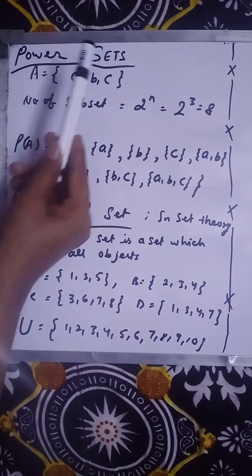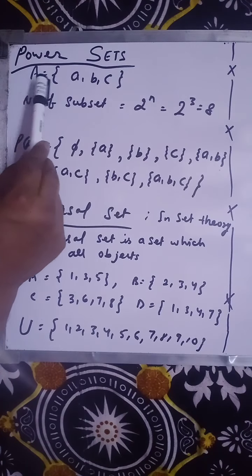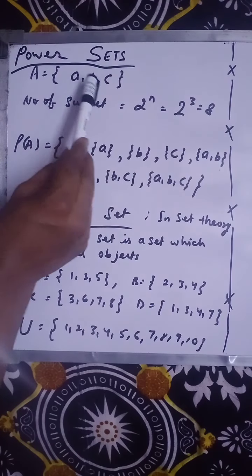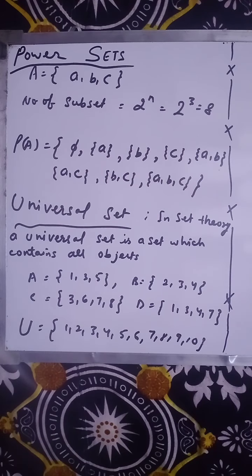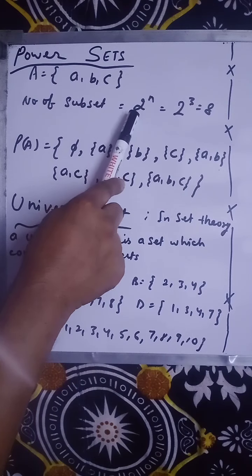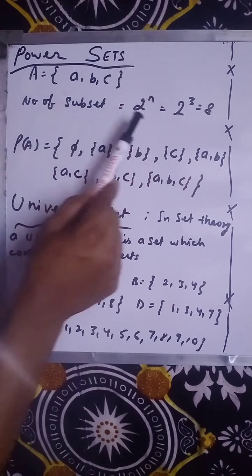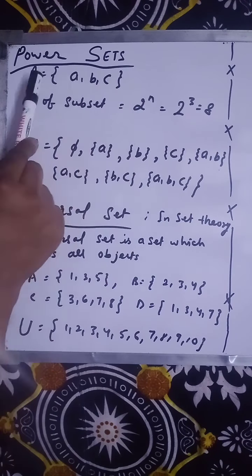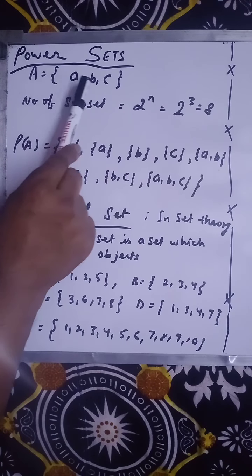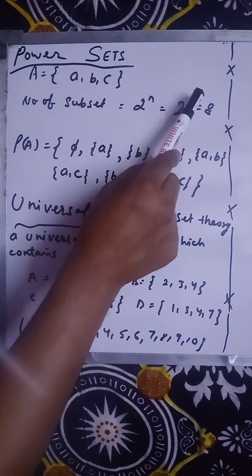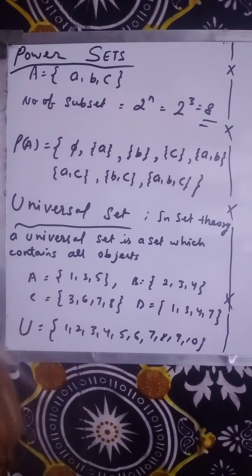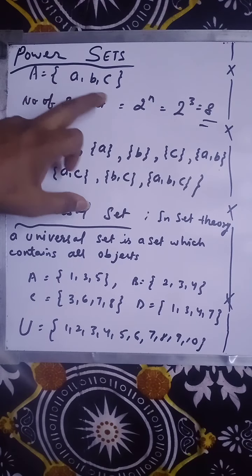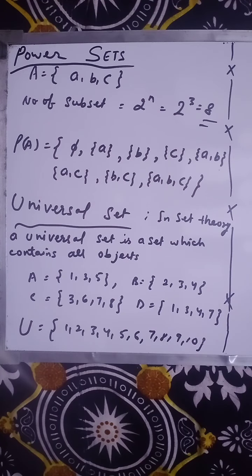Here I am again explaining the power set. Okay, suppose A is any set in which 3 elements a, b, c are there. First of all, we have to find out the number of subsets. I have given the formula for the number of subsets, that is 2 raised to the power n. Your n is the number of elements given in the set. So A is a set in which 3 elements are given, so it would be 2 raised to the power 3, and your number of subsets will be 8.